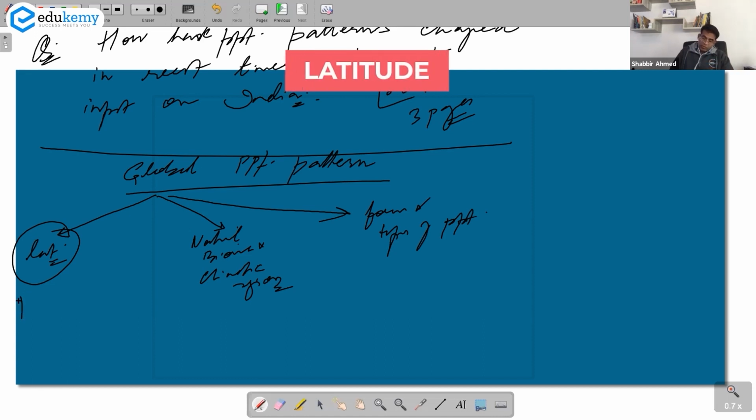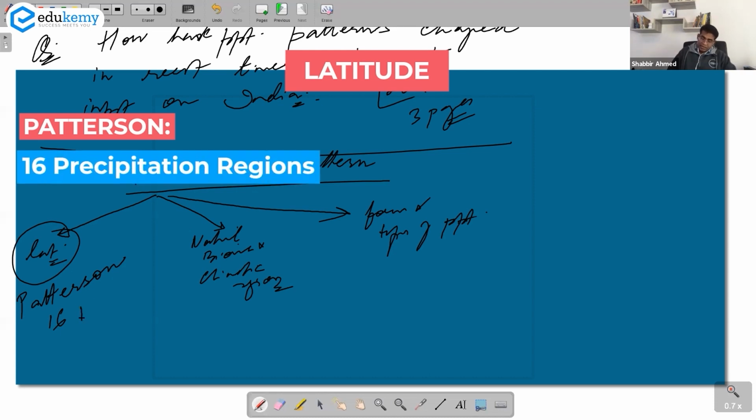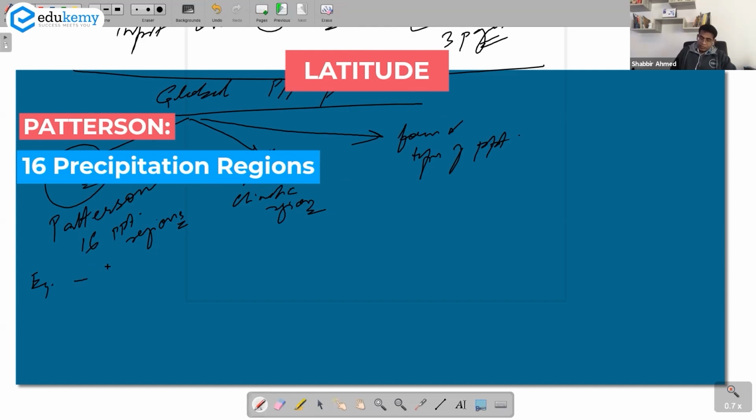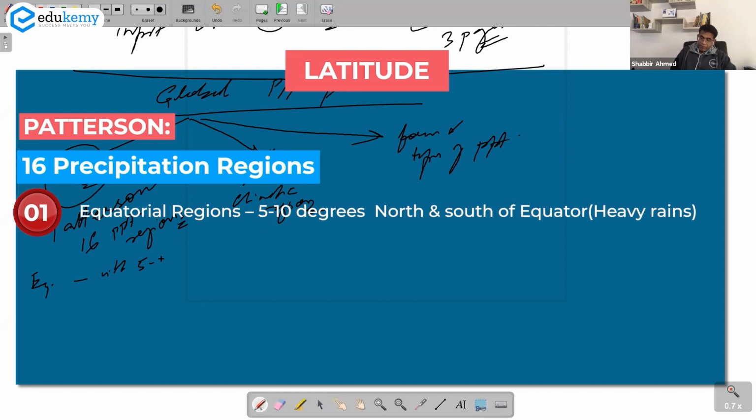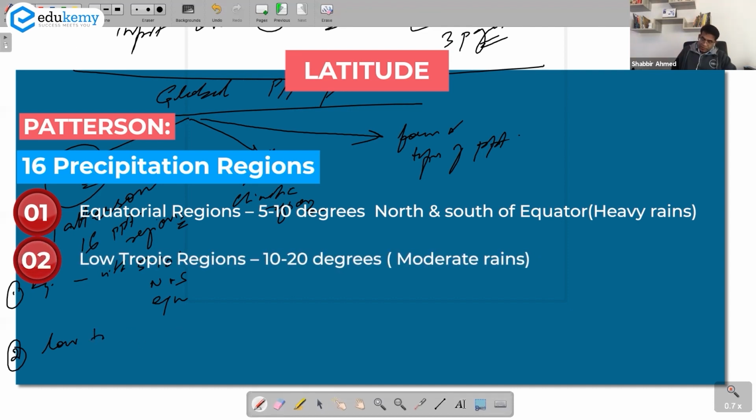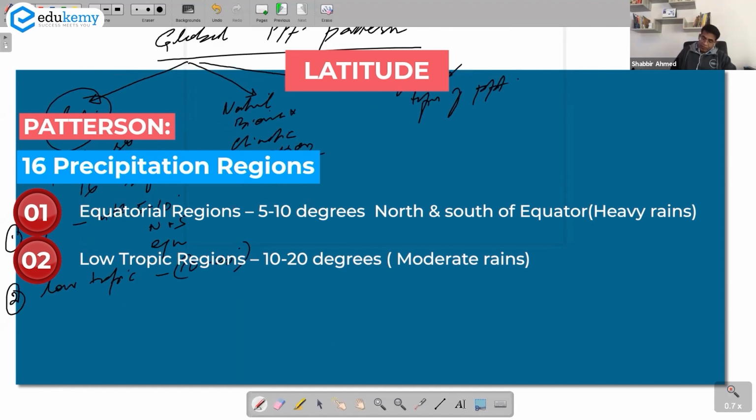Just know this, there is one pattern given by this man called Patterson. Patterson has identified 16 precipitation regions. We have equatorial regions within 5 to 10 degrees north and south of the equator. Second is the low latitudes, the low tropics, around 10 to 20 degrees. This is an area of moderate rains. This is the area of very heavy rains.